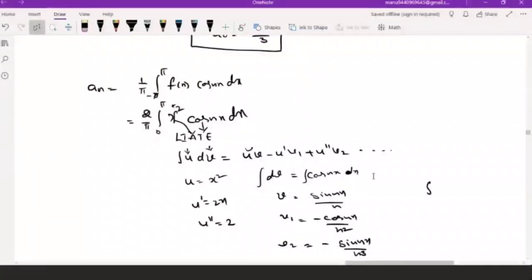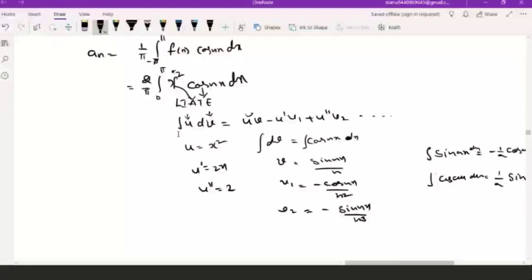Here the integration of sin ax is equal to minus 1 by a cos ax. Here we have dx. So the integration of cos ax dx is equal to 1 by a sin ax. So we are applying that. After getting these values, we are substituting in this Bernoulli's rule formula.